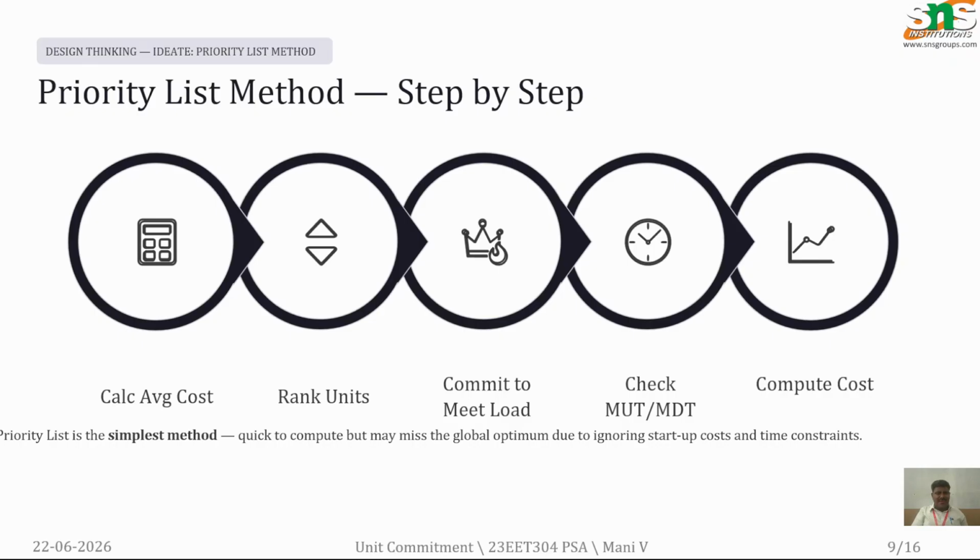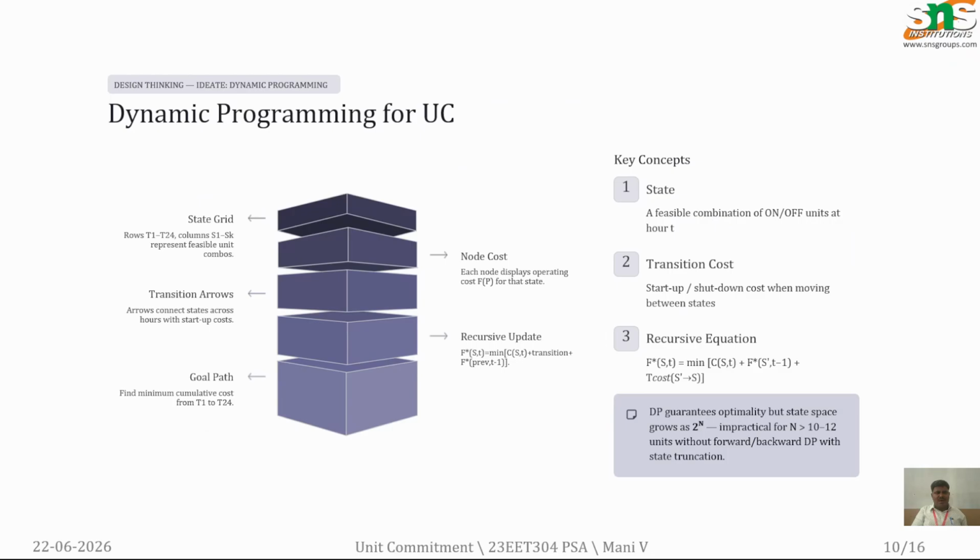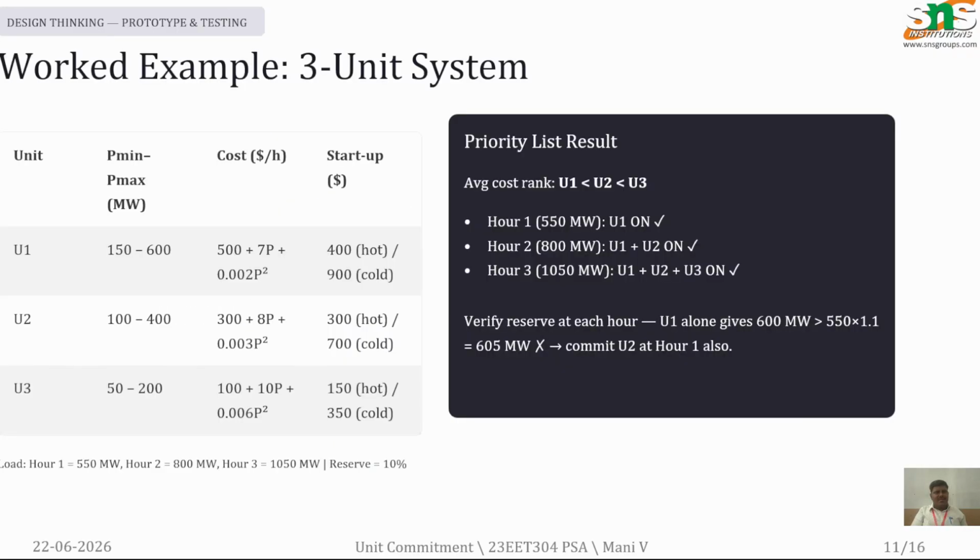In the priority list method, we calculate the average cost, rank the units based on it, and commit units to meet the load demand. Then we check the minimum and maximum up and down constraints and compute the cost. Dynamic programming for unit commitment is based on the state grid, transition arrows, goal path and node cost, with the state transition cost and recursion equations as the main part. For example, you have three units: unit 1, unit 2, unit 3, with minimum and maximum generation of 150 to 300, 100 to 400, and 50 to 200. The fuel cost equations, hot start, cold start and shutdown costs are given, as are the power demand and reserve capacity. Based on the priority list, we assign which unit has to be turned on and which has to be turned off.